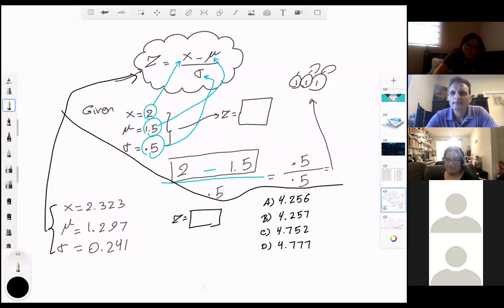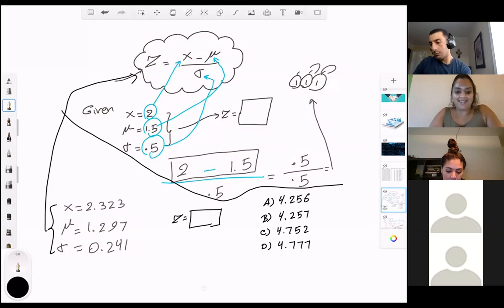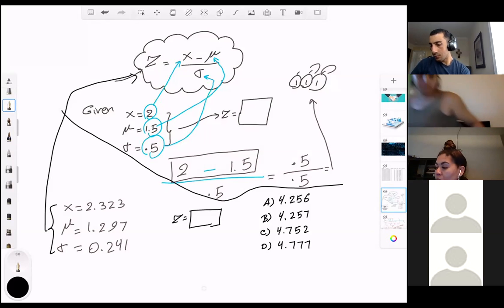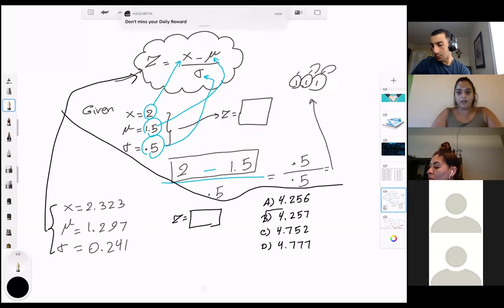Next one. Stephen, what's the answer? So you got B. Manpreet, I got B as well. Very good. Rasia, B as well. All right, so we go with B. I believe you guys were taught very well. So B is correct.